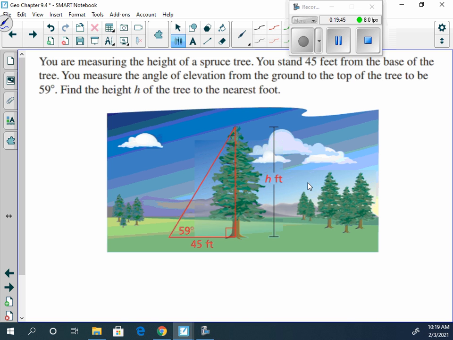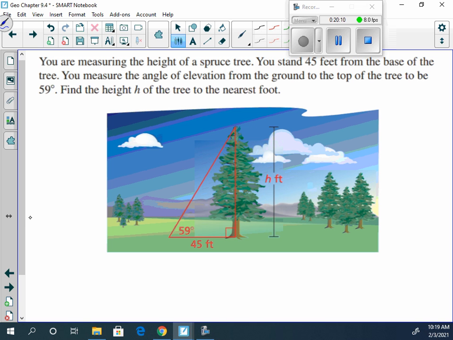You're measuring the height of a spruce tree. You stand 45 feet from the base of the tree. You measure the angle of elevation from the ground to the top of the tree to be 59 degrees. Find the height h of the tree to the nearest foot. So angle of elevation is just increase. So from a triangle, it's the angle going up.